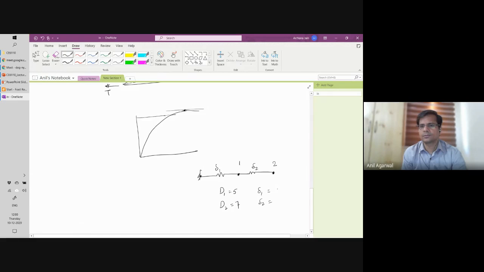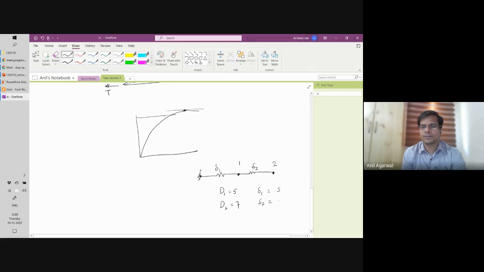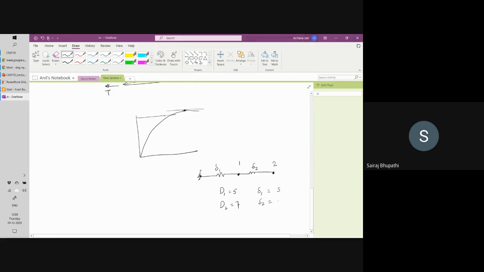Can you see my screen? Yes, sir. Sir, even the spring will be moving by 5 and the second spring will be moving by 7. Sir, second spring is deforming by 7? So, 2, sir. 2, sir, I guess. 2. Yes.